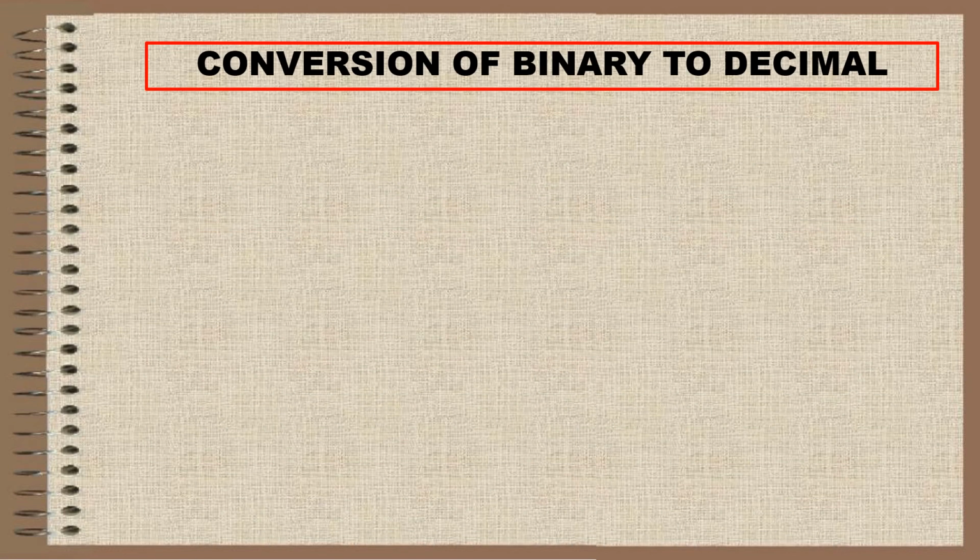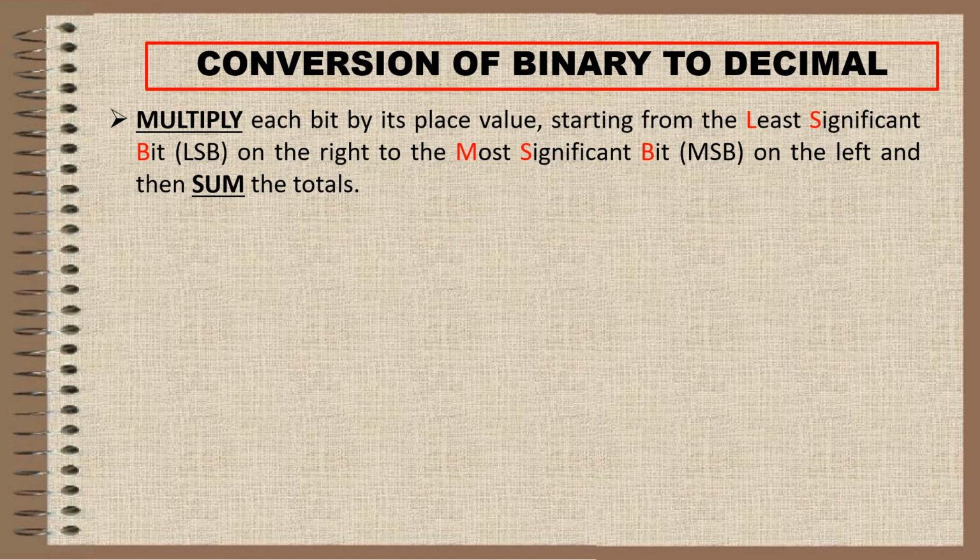Having reviewed the base 10 and base 2 tables, let us now proceed to the conversion of binary to decimal. To do this, we multiply each bit by its place value, starting from the least significant bit on the right to the most significant bit on the left, and then sum the totals.